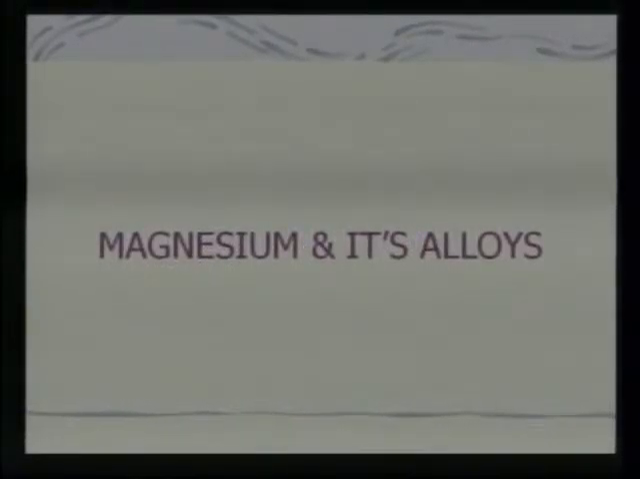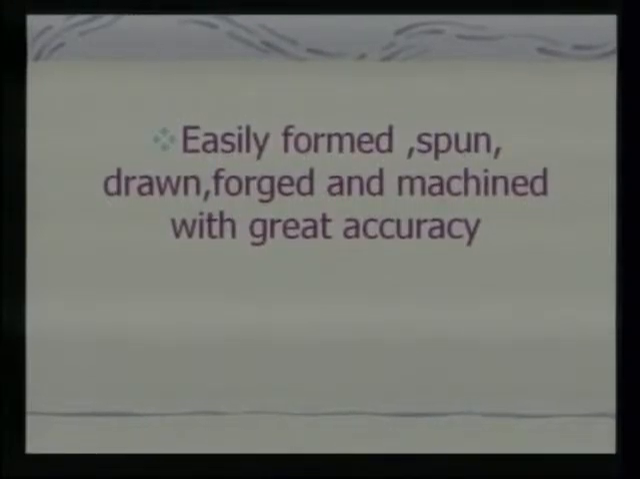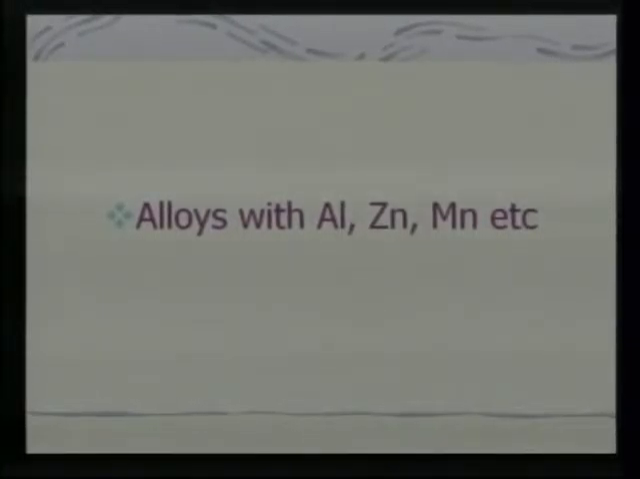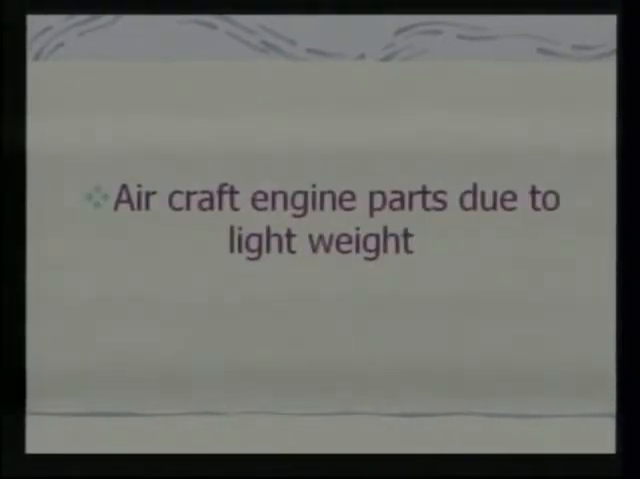Now we go for magnesium and its alloys. Properties are like this. Lightest of all engineering materials. Due to this, the magnesium is alloyed with aluminium to make aircraft components. Easily formed, spun, drawn, forged and machined with great accuracy. Spinning means it is done in the turning process to give shape. Alloys with aluminium, zinc, manganese, etc. Uses are like this. Aircraft engine parts, due to lightweight, I already told you, as alloying element in aluminium alloys.